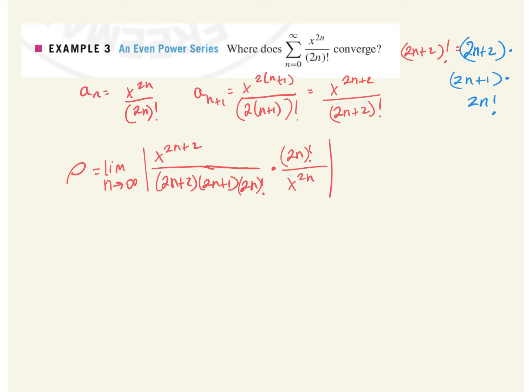Okay. So now as things cancel out, we do have our x to the 2n canceling, leaving us with an x squared. And we do have our 2n factorial canceling, leaving us with 2n plus 2 times 2n plus 1. So we have absolute value of x squared over 2n plus 2 times 2n plus 1.